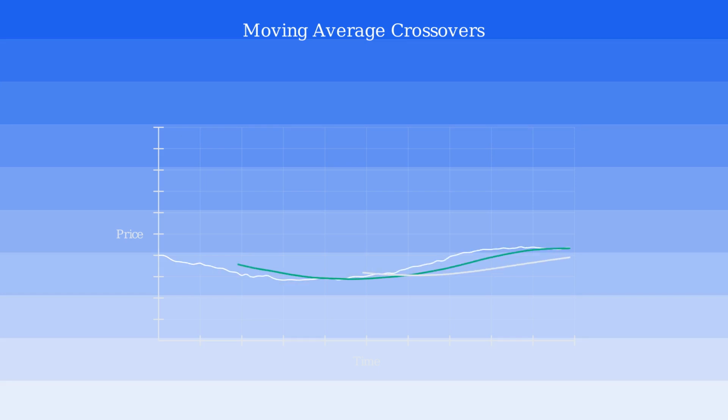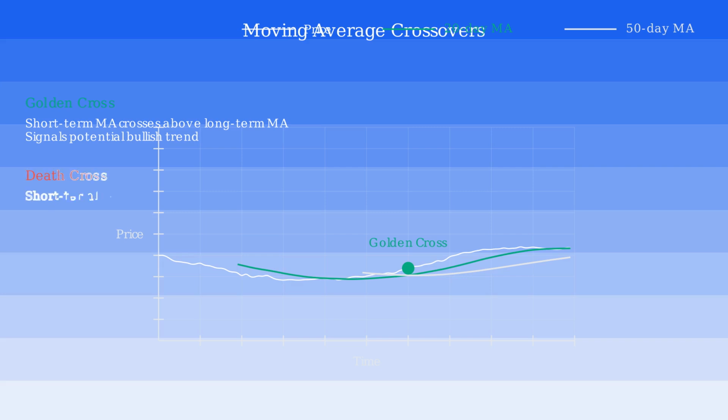Now let's add two moving averages, a 20-day MA in green representing the short-term trend, and a 50-day MA in gray showing the longer-term trend. When the shorter-term moving average crosses above the longer-term moving average, it forms what's called a golden cross, signaling a potential bullish trend. Conversely, when the shorter-term moving average crosses below the longer-term moving average, it forms a death cross, indicating a possible bearish trend.